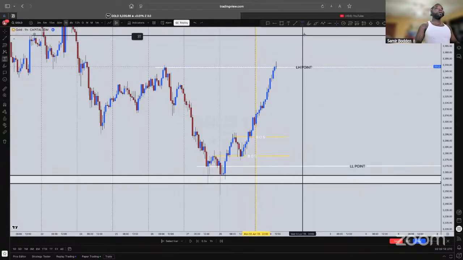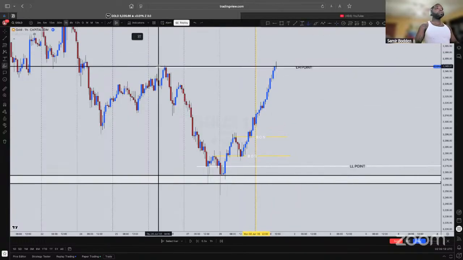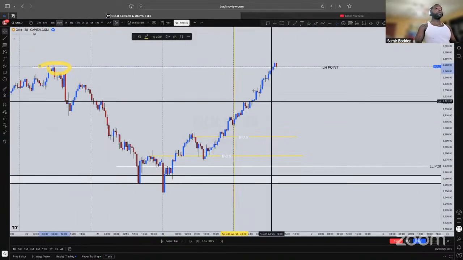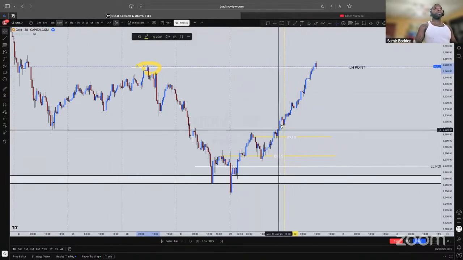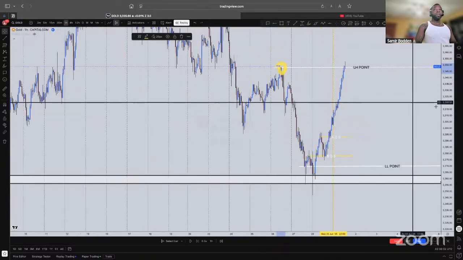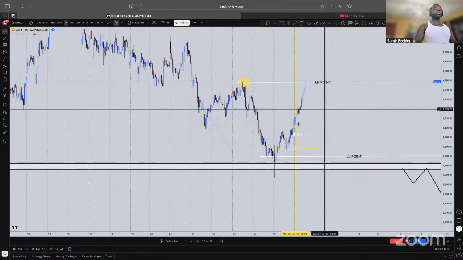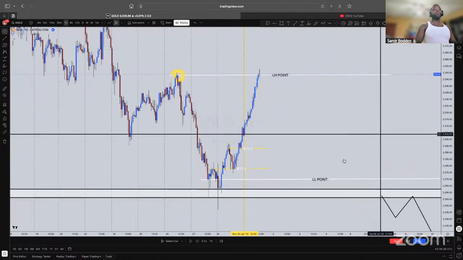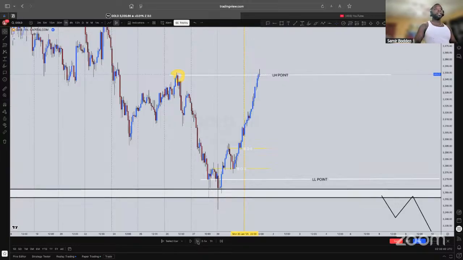For me now, if price doesn't take this out, that means we could end up dropping back to the downside. But I have to see and wait how the market does that. Right now, I can't get into anything because the market is just going up, going up, going up. So this is where patience comes in, and you wait for the market to do what it has to do for you, then look for one good entry and take a trade. I'll show you what I mean by that.